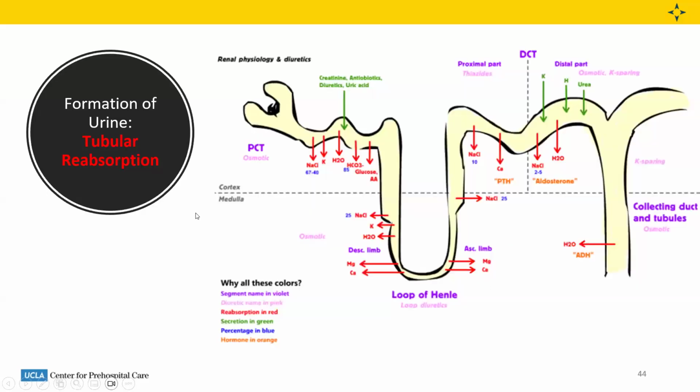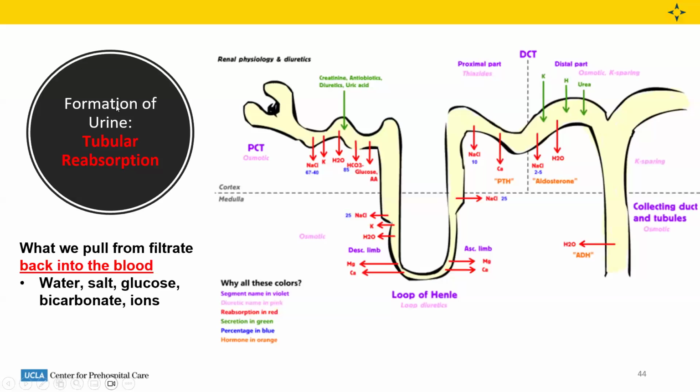Pretty impressive. So let's talk about actually forming urine and kind of what we want to keep, what we want to get rid of in that filtrate. Okay, so when we talk about tubular reabsorption, that means what is in the filtrate that we're actually just pulling back into our blood. So all of this in red here is essentially everything that our tubular system is pumping back from our filtrate into our blood.